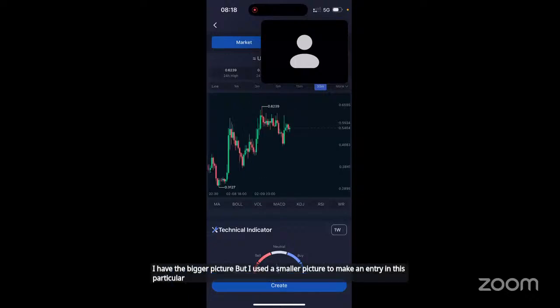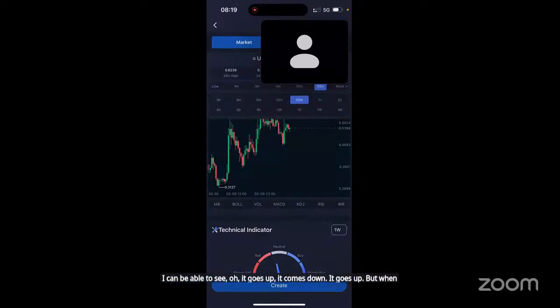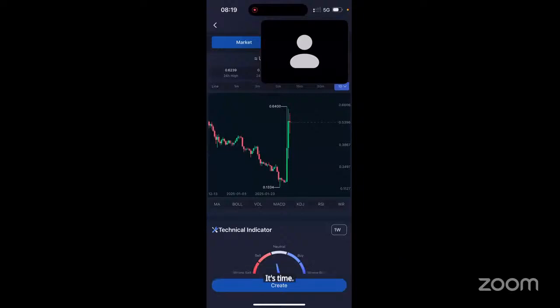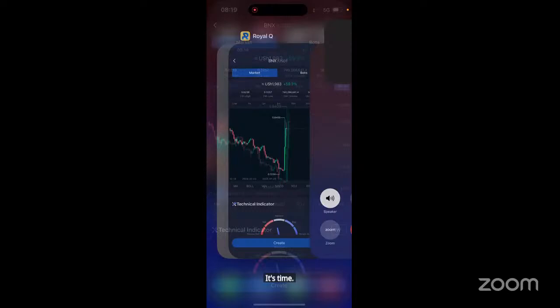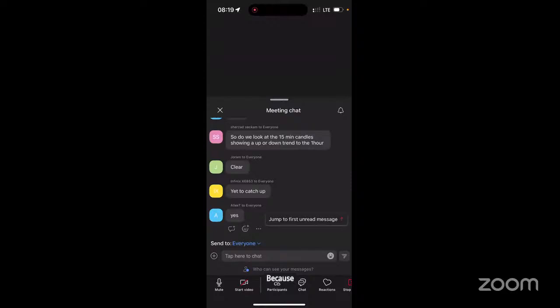When I lower down to 30 minutes, I discover, yes, because here the candles are many, I can see, oh, it goes up, it comes down, it goes up. But when I go to one day, it may not be very easy for me to have that atmosphere. Is the time frame clear? Because I just want you to understand.